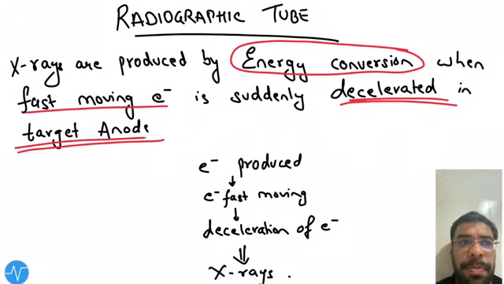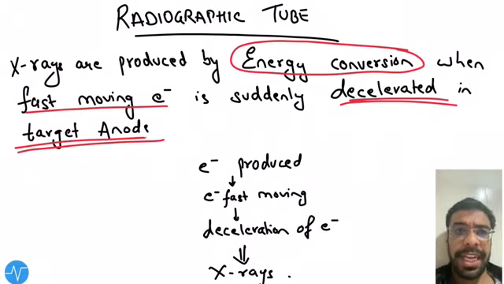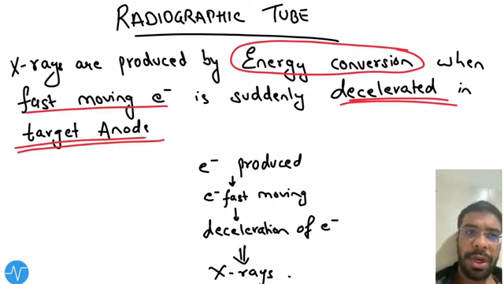Radiographic tube. X-rays are produced by energy conversion when fast moving electrons are suddenly decelerated in the target anode. Main point: energy conversion, fast moving electrons, deceleration, and the target anode. Means what? Electrons are produced, they move fast from cathode to anode, hit the anode, deceleration of the electrons happens, and therefore X-rays are produced.